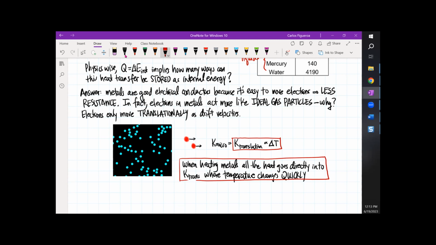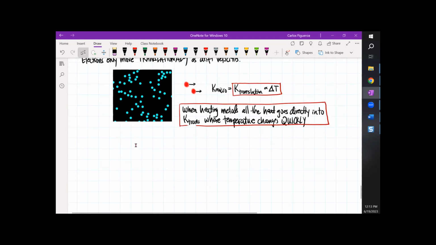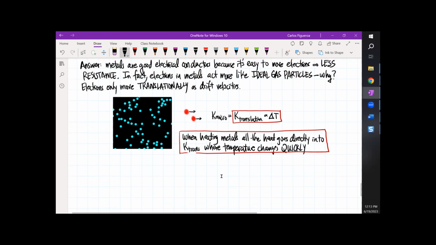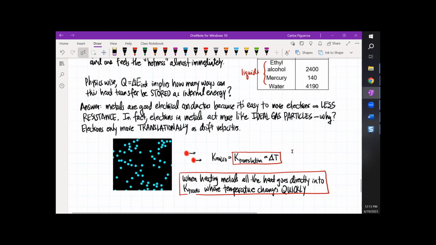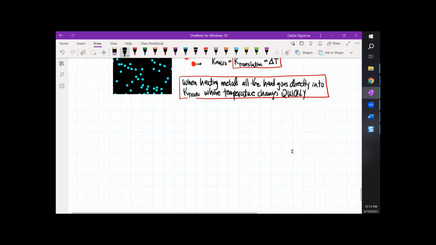Now, that's pretty hard to understand right now. And the way you're going to get the idea is, let's look at the next thing. Look at the liquids. By a factor of 10 or more, they're bigger than the metals. In order to really understand this, we've got to get to these guys here. And what we know is that liquids have larger heat capacity.